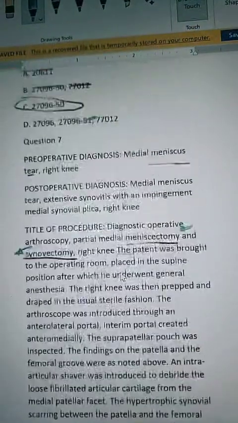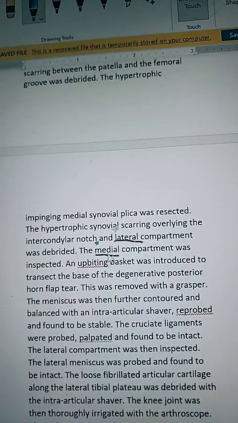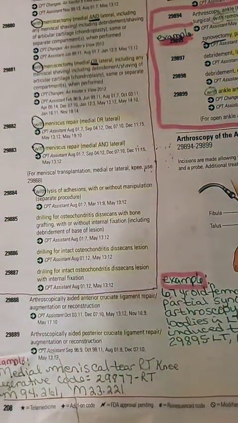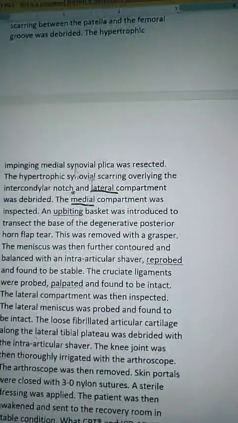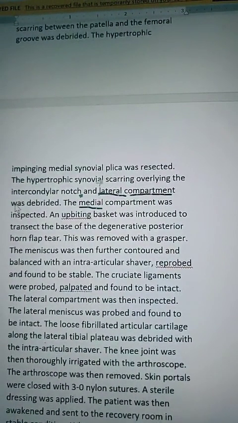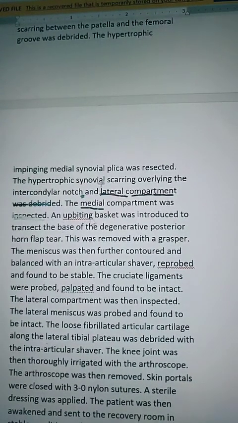So for this big note, you just needed this synovectomy, meniscectomy. Then you needed to know if they were doing lateral and medial. They did do both. Well, the lateral compartment was debrided, but they looked at the medial, right? So they didn't do the medial, okay? They only looked at it.